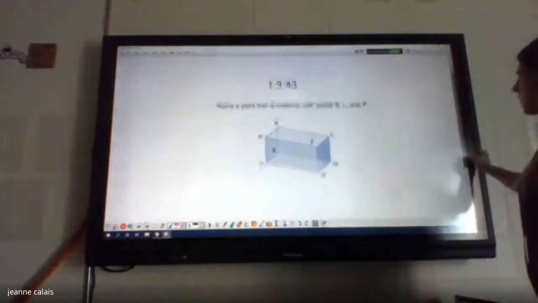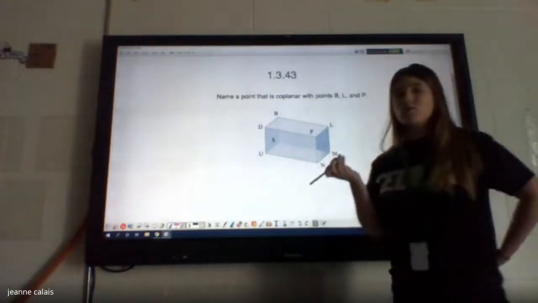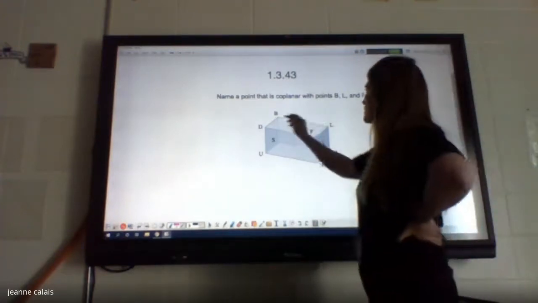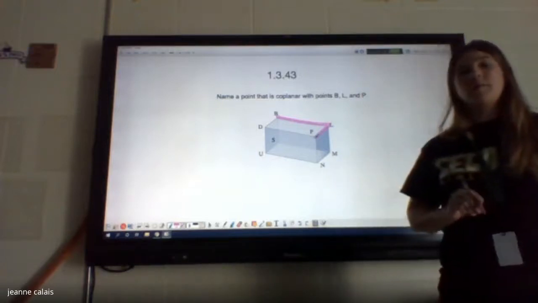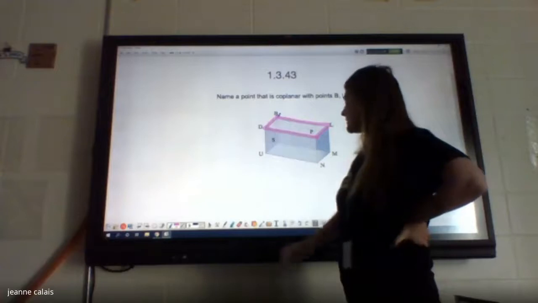Okay, so this particular problem says name a point that's coplanar with the 3 given, B, L, and P. Those 3 points are on the top of the box. So you just want to name the 4th one. Well, that's easy. It's D.